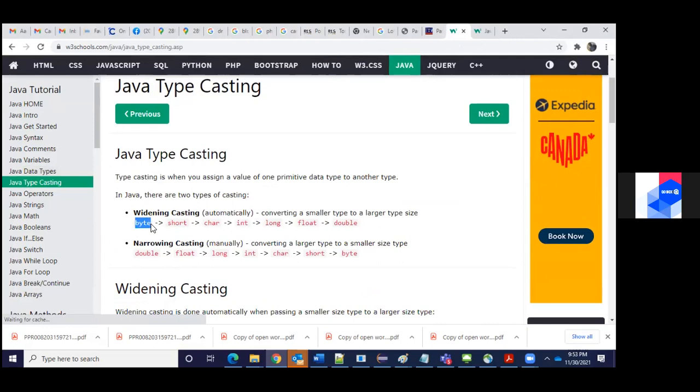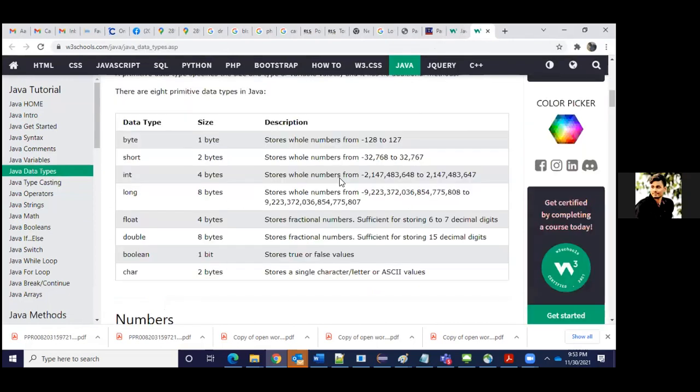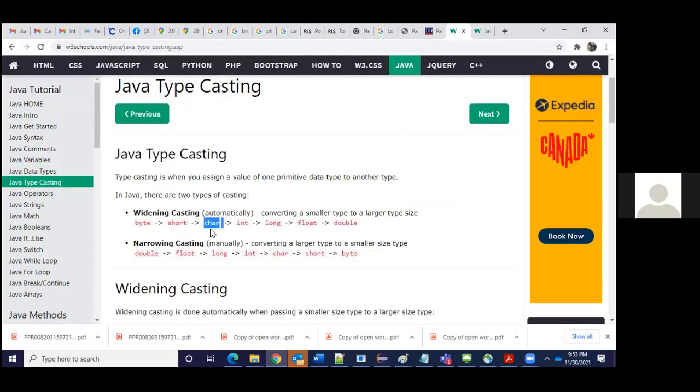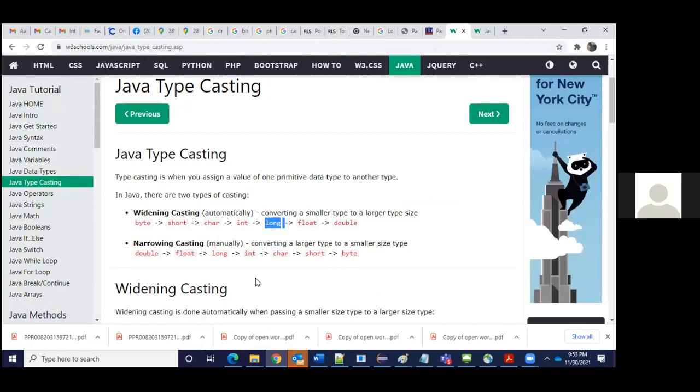Widening means you are increasing the size. Byte, how much size? 1 byte. Short, 2 bytes. Char, 2 bytes, so short and char are both equal. Int, 4 bytes. Long, 8 bytes. Up to here is one family. Then we are moving from one family to another family.